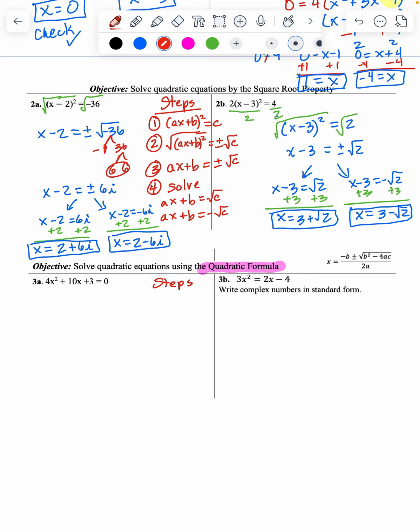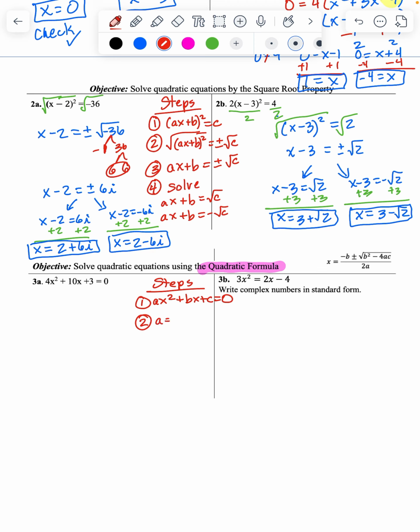So the steps for quadratic formula problems are to first make sure it's in the proper form. The proper form for quadratic formula is set equal to 0. So everything on one side, left or right. Sometimes that will be done for you, like 3a. Sometimes that won't be done for you, like 3b. So you get the problem in the correct form if necessary.